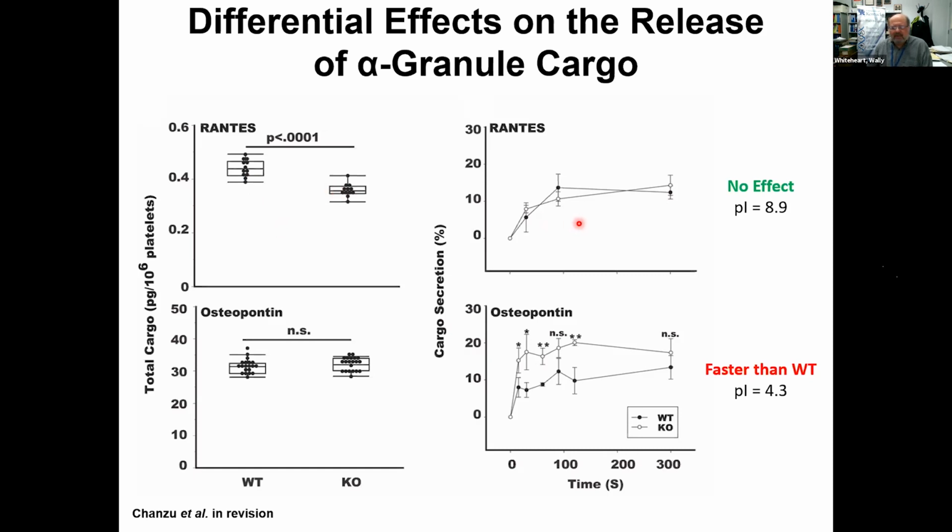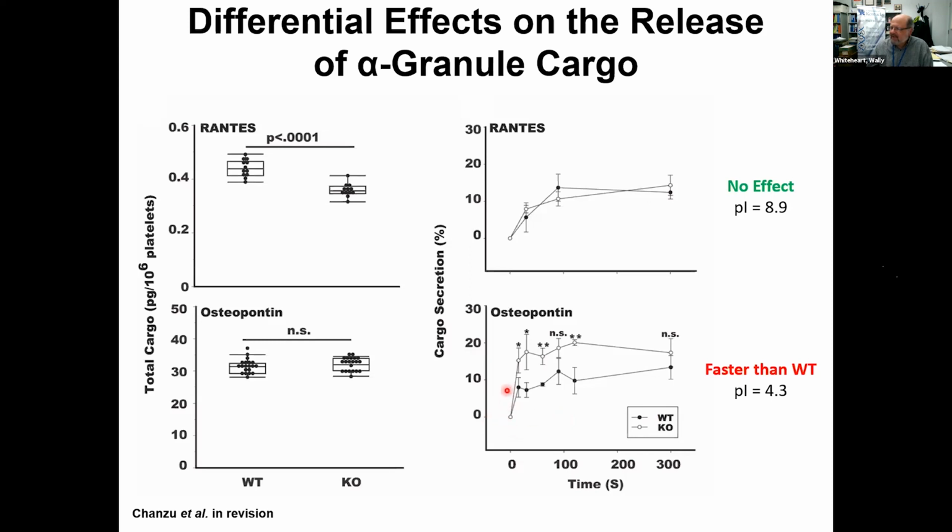So the RANTES molecule comes out just fine from the granules. Its rate of release is pretty much the same as wild type when serglycin is deficient. Interestingly, though, another protein that we looked at, another granule cargo called osteopontin, which has a low isoelectric point, meaning that it would be negatively charged, actually comes out faster.